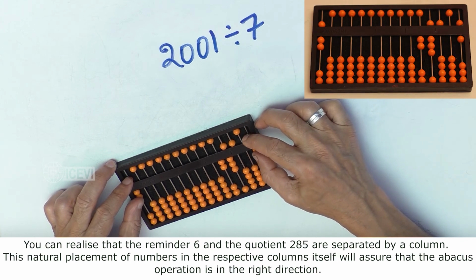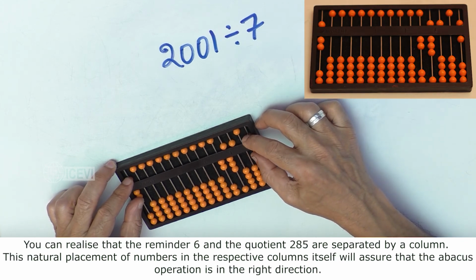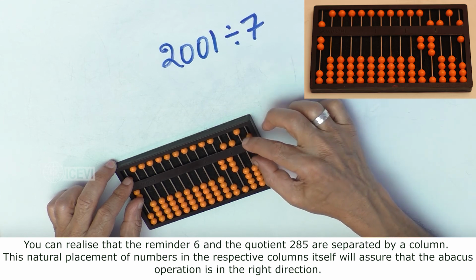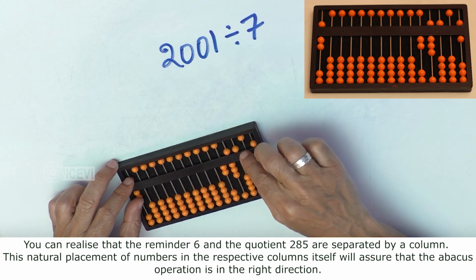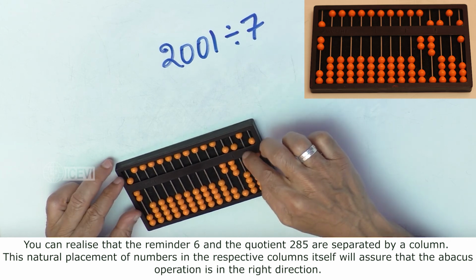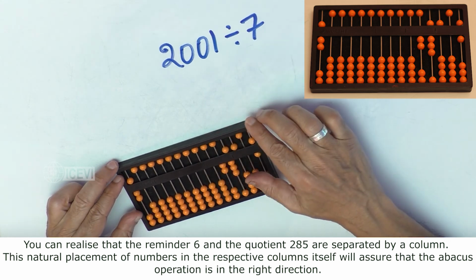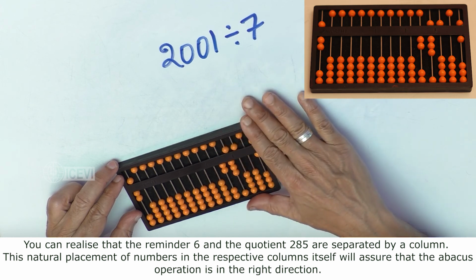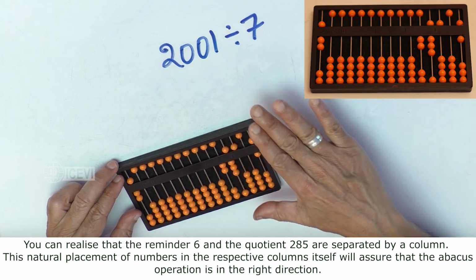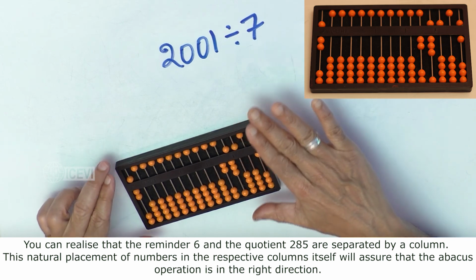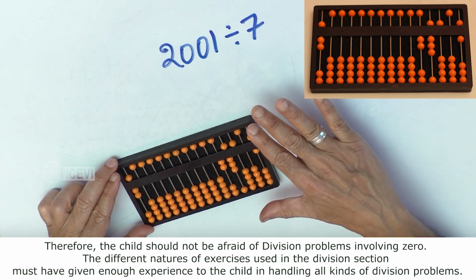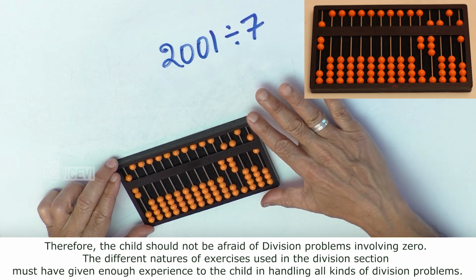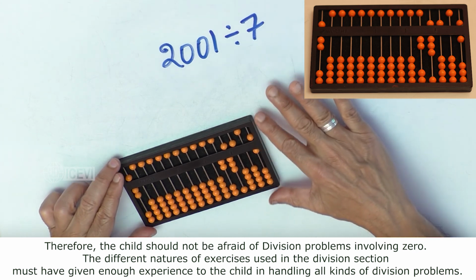You can realize that the remainder 6 and the quotient 285 are separated by a column. This natural placement of numbers in the respective columns itself will assure that the abacus operation is in the right direction. Therefore, the child should not be afraid of division problems involving zeros.